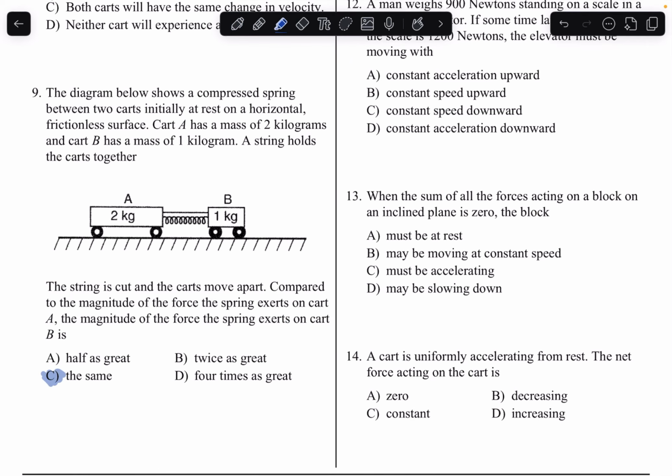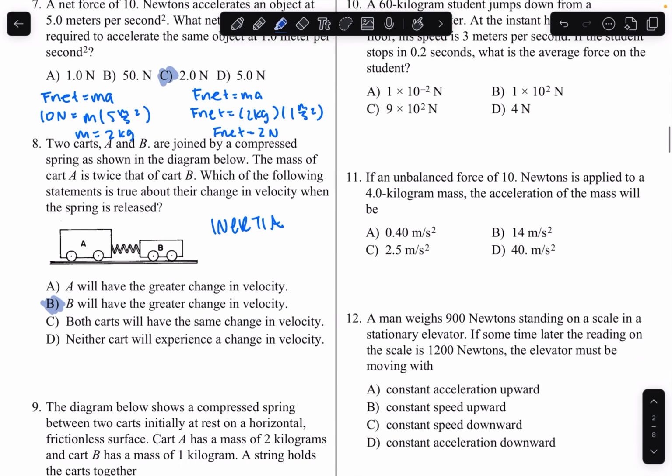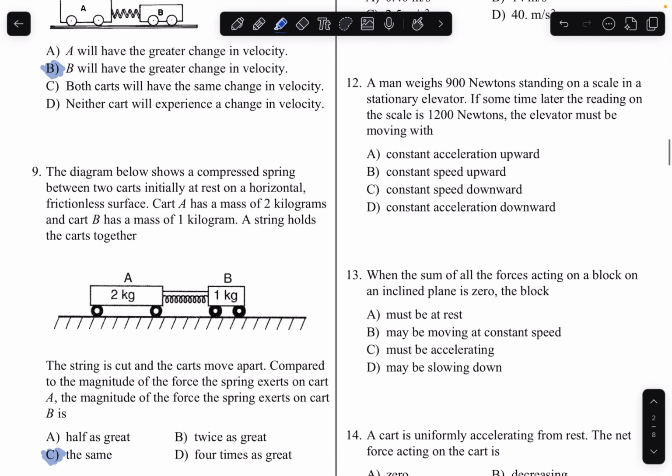So this one's easy. It's just Newton's third law, so the spring exerts the same force on cart A as cart B. And I'm going to skip 10 and 11 because they're kind of easy.